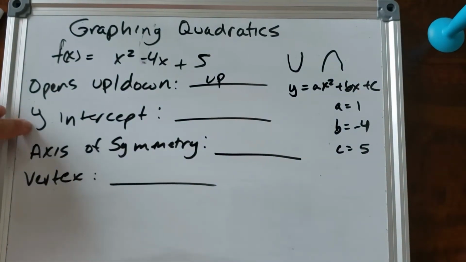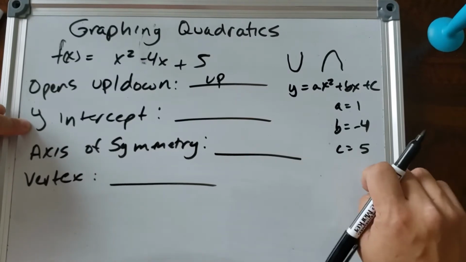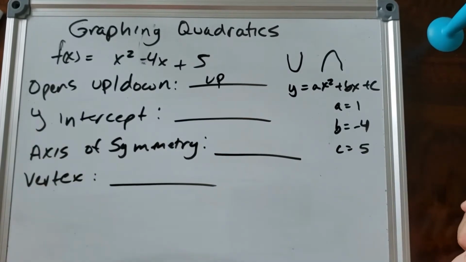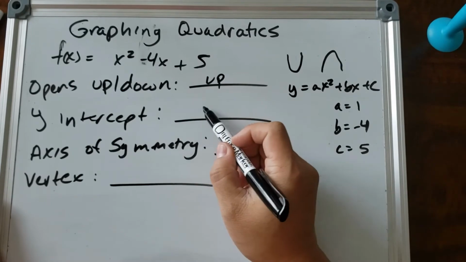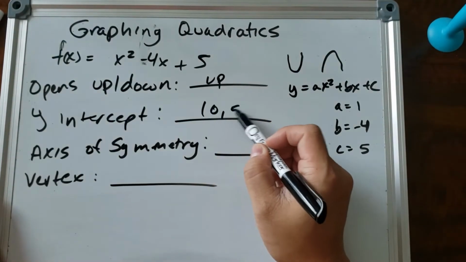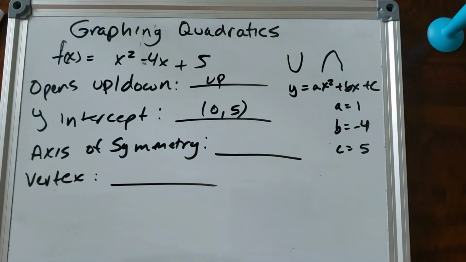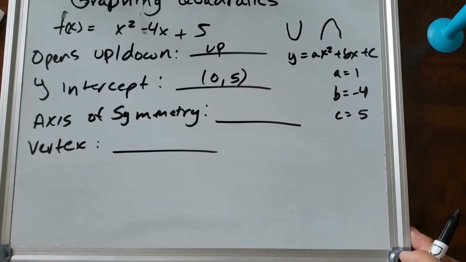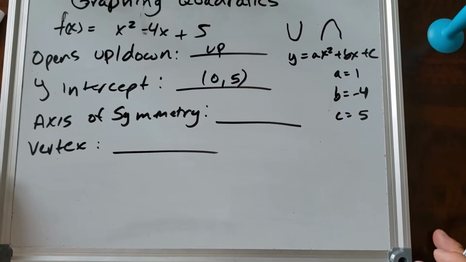The y-intercept is always going to be our c value. It's always going to be 0, comma, and then whatever our c value is. Well, in this case, it's 0, comma, 5. Okay? Axis of symmetry. The axis of symmetry is the first bit where we're going to have to do a little bit of math.